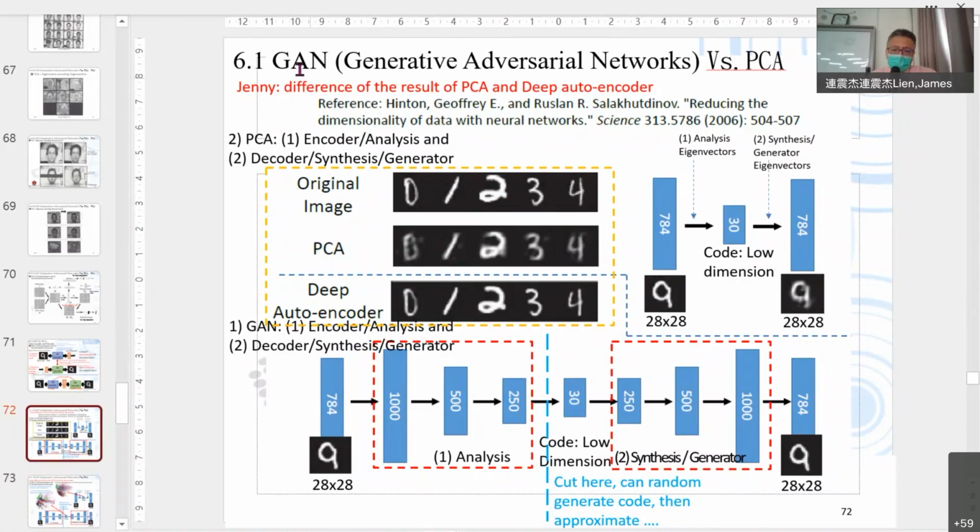But in GAN, the analysis is different from synthesis because this training is also training. You can get this result from the training. So these coefficients W and B are different from W and B here. So your reconstruction result is better. We will talk about GAN next lecture.